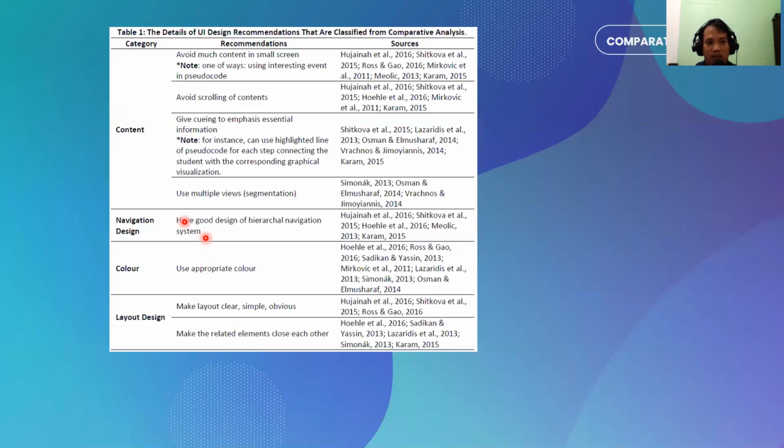Yeah. In terms of color, we have to use the appropriate color. No need for too many colors. We have to make it as simple as possible. If there is too much color, it's also going to be overwhelming. In terms of layout design, make the layout clear, simple, and obvious. And last but not least, make the related elements close to each other.